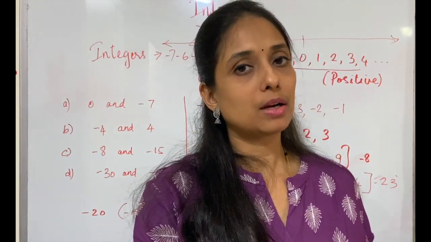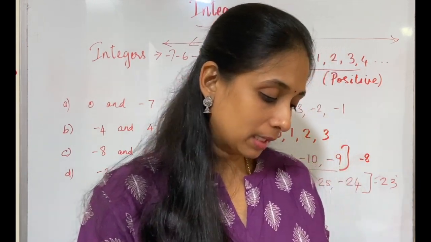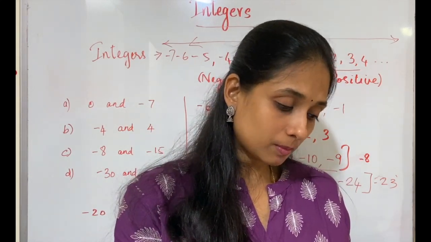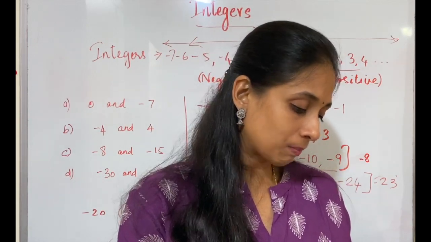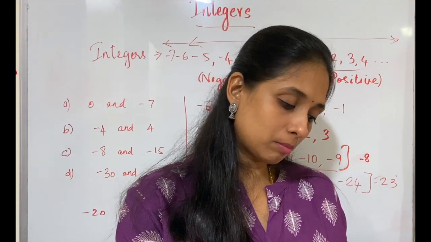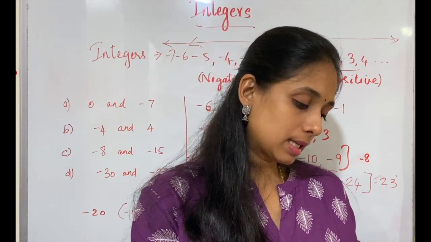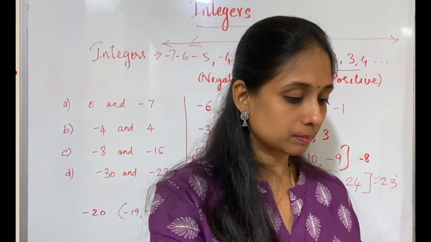Okay, so minus 100 is to the right of minus 50 on the number line. No, minus 100 is less than minus 50, so it is on the left side. So minus 100 is to the left of minus 50 on the number line. That is the correct statement. Minus 26 is greater than minus 25. No, false. Minus 26 is less than minus 25. That is the correct statement.